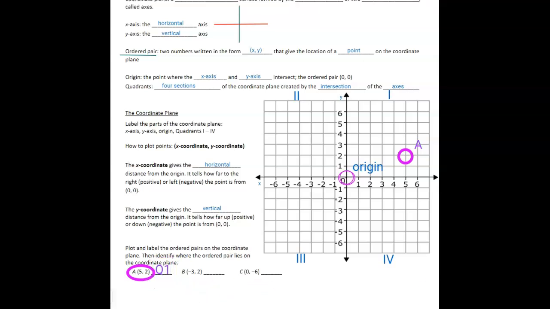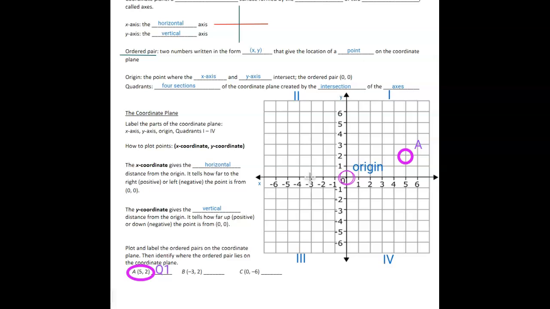Let's practice this again with point B. So we are at point B. Our address is (-3, 2). So we start at 0. Our first number is -3, so we're going to go to the left to -3 on the x-axis. Then we have comma 2.